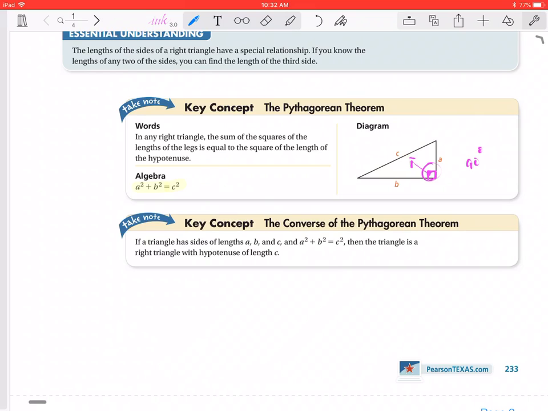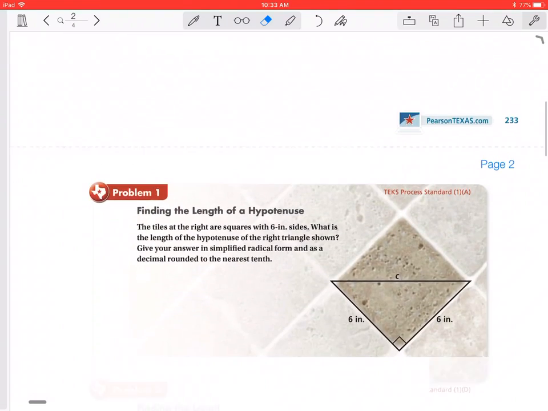Now, the converse of the Pythagorean theorem, the converse meaning it's the opposite, the negation of it. If a triangle has the side lengths a, b, and c, and a squared plus b squared is equal to c squared, then the triangle is a right triangle with a hypotenuse of length c. What we're saying here is that if I didn't know what that angle was, but I did know that the sum of the squares of the two legs gave us the value of c squared, then I could say that it is a right triangle. So it's not too difficult a concept.